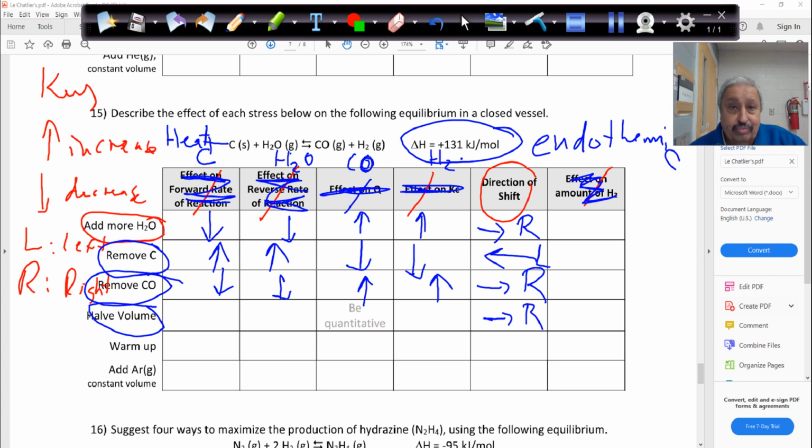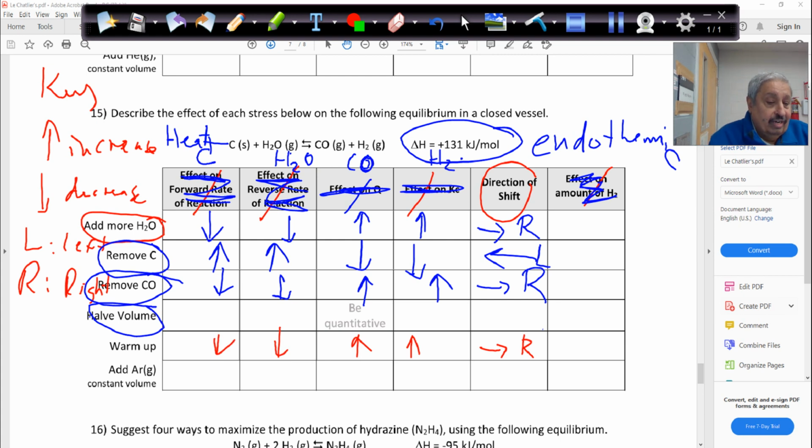Oops, sorry, that's not the case here. This is for the volume. We'll come back to that. So shift to the right. When it shifts to the right, the products are up and the reactants are down.